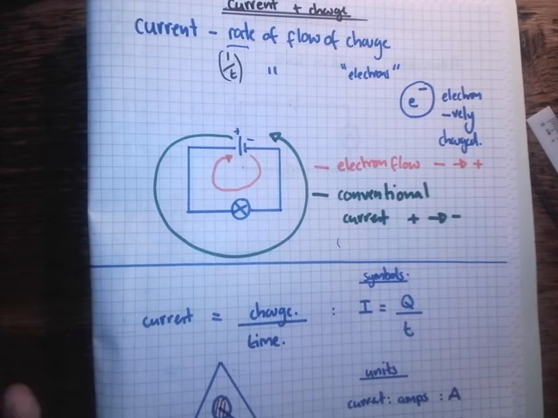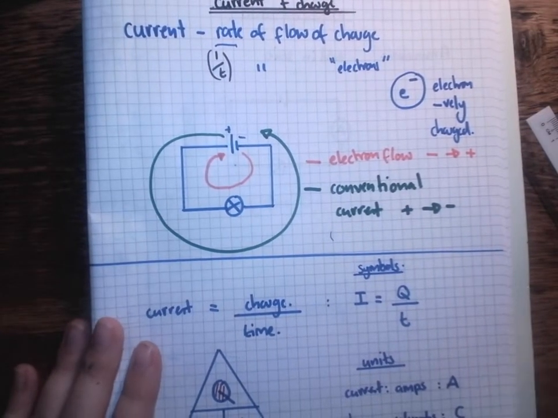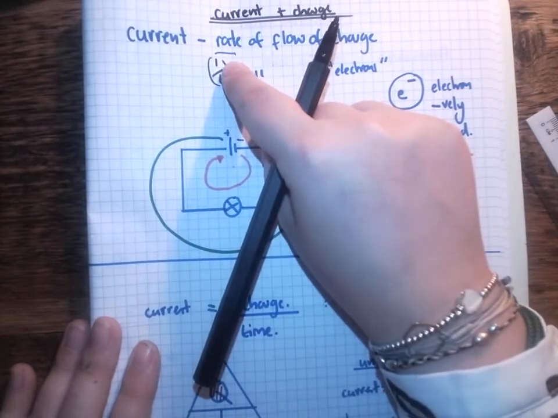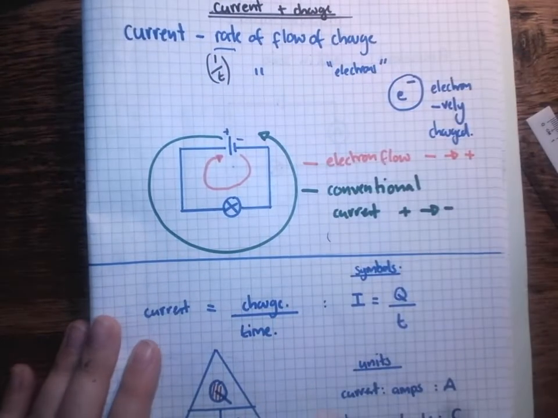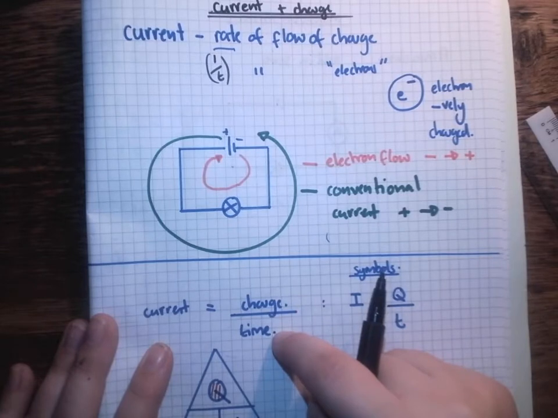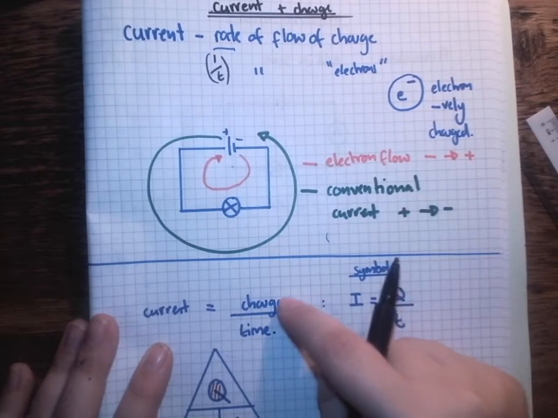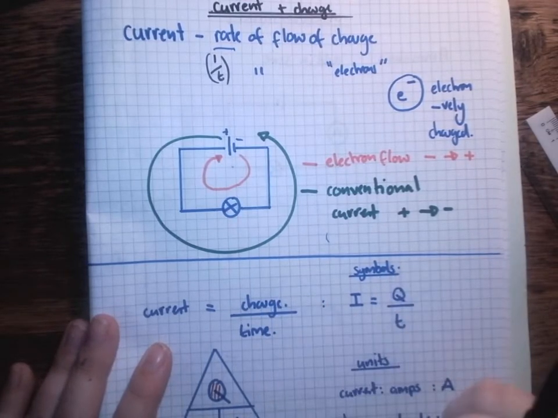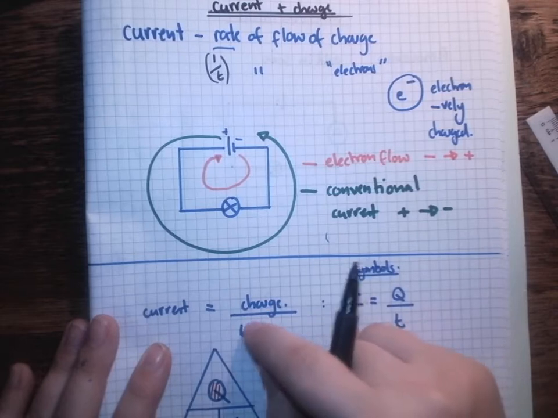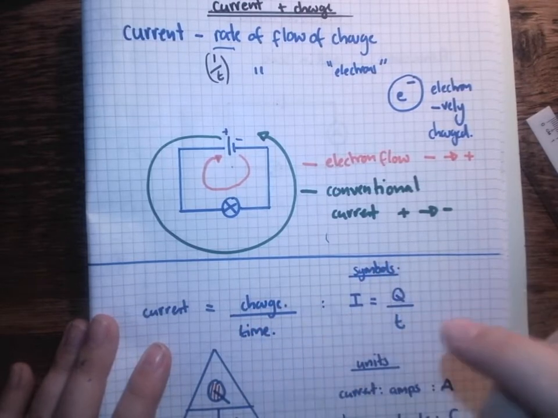Going back to the definition, we said it was the rate of flow of charge. Rate, remember, means divided by time. So current is actually charge divided by time, which makes sense. It's how much charge the electrons are carrying, and how fast they're doing it, so over the amount of time.